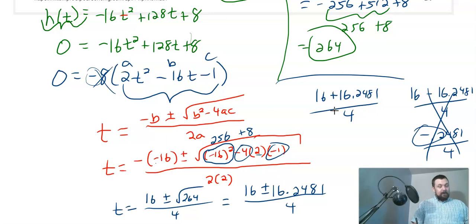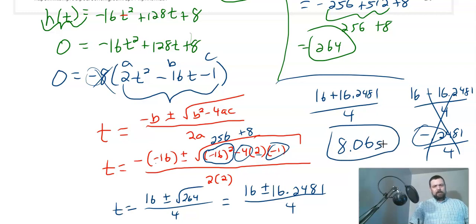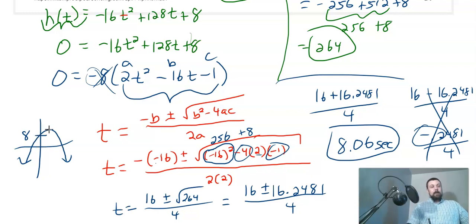So I'm going to take that 16.24 whatever, add 16 to that, divide by 4, and we're going to get 8.06 seconds. And I think 2 decimal places is enough. So that's how long it will take for the arrow to fall back down to the ground. And it makes sense because if you think about what's happening in the graph, it's going to look something like this. The arrow's starting at 8 feet. Now this is actually quite short. It should go way up higher than this, but the point still stands.